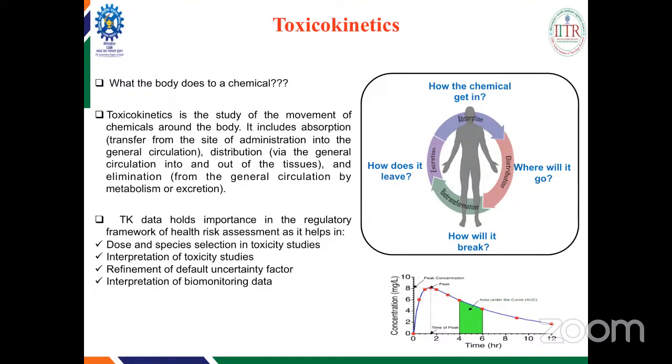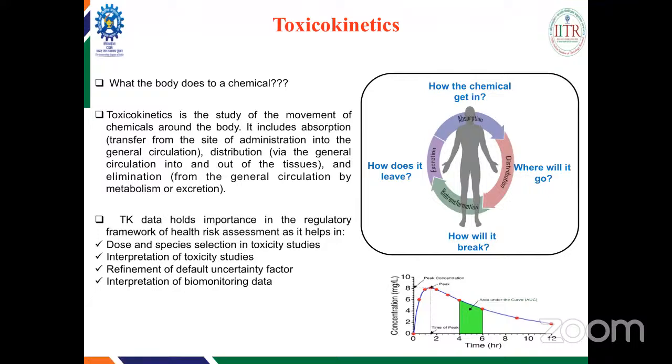The distribution is via the general circulation into and out of the tissues. As you know, once a compound is in the blood, it has to be distributed into the different tissues, and it has to come out of the tissue so that it can be eliminated from the body. So absorption, distribution, biotransformation and excretion make up the ADME terminology. And when we understand toxicokinetics, how does it help us in the regulatory framework?